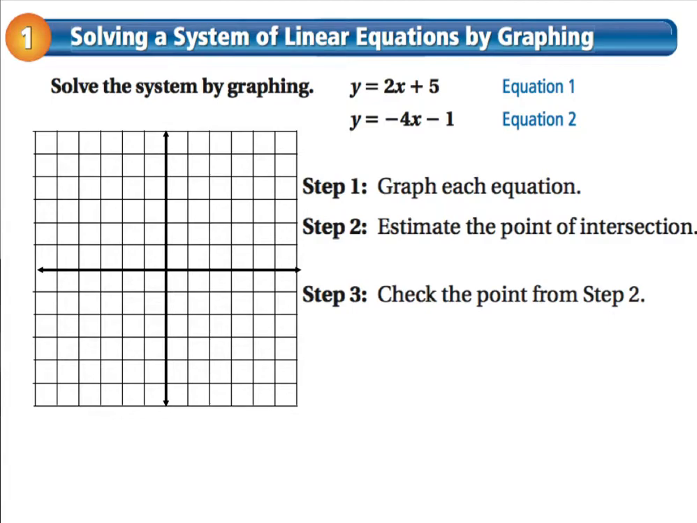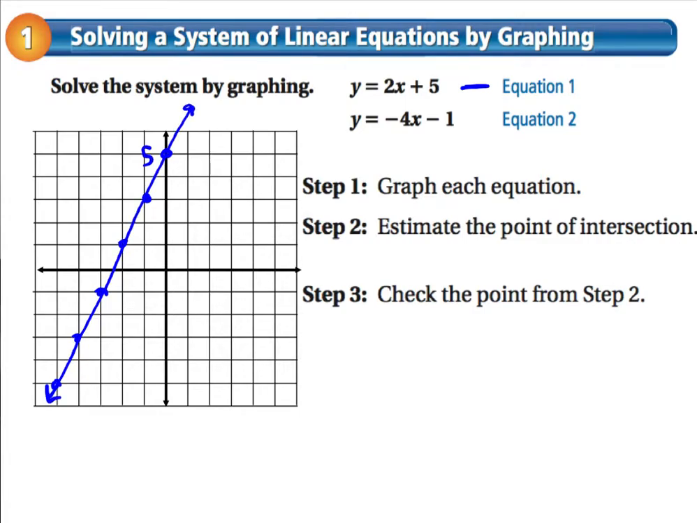Okay, graph each equation. I'll graph equation 1 in blue. The y-intercept is 5, and the slope is 2. That's up 2 over 1. That's kind of off the top of the graph, so I'll go down 2, back 1. And this is where it's really going to be helpful to draw the slope as many times as you can get to fit on the graph.